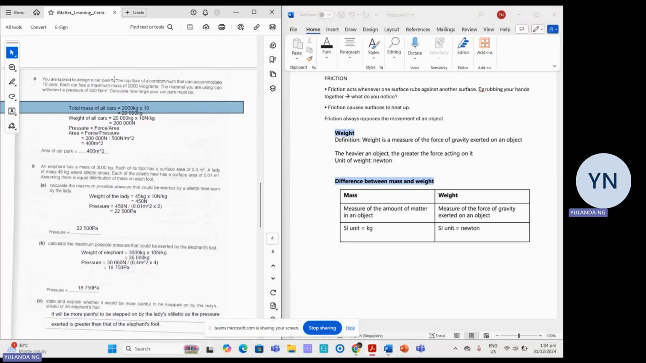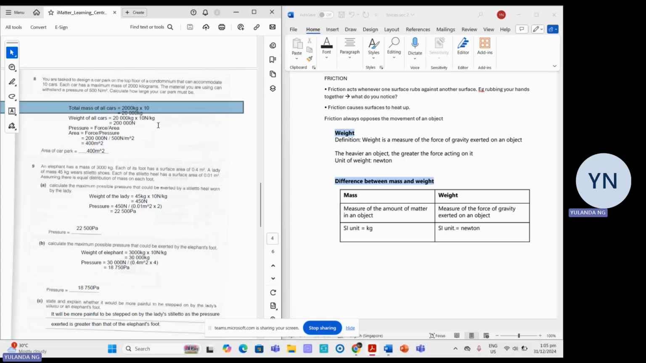Tasked to design a car park on the top floor of the condo that can accommodate 10 cars. So I need to accommodate 10 cars. Each car has a maximum mass of 2000 kg. 2000 kg is the mass of one car. The material you are using can withstand a pressure of 500 newtons per meter squared. How large must my car park be? Meaning I'm talking about the area. I need to know the area.